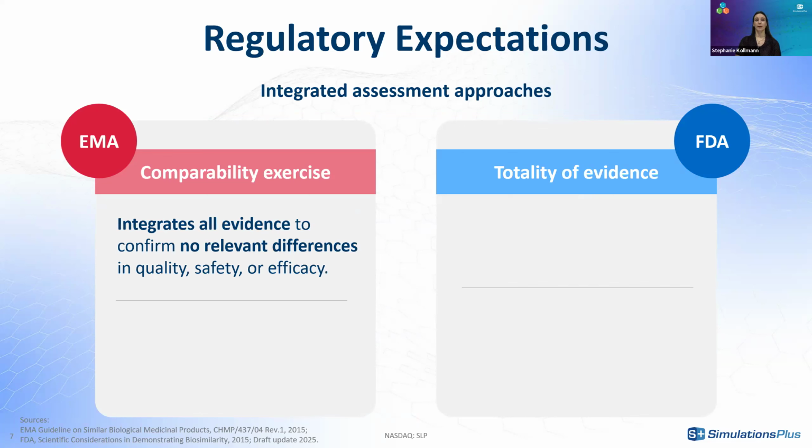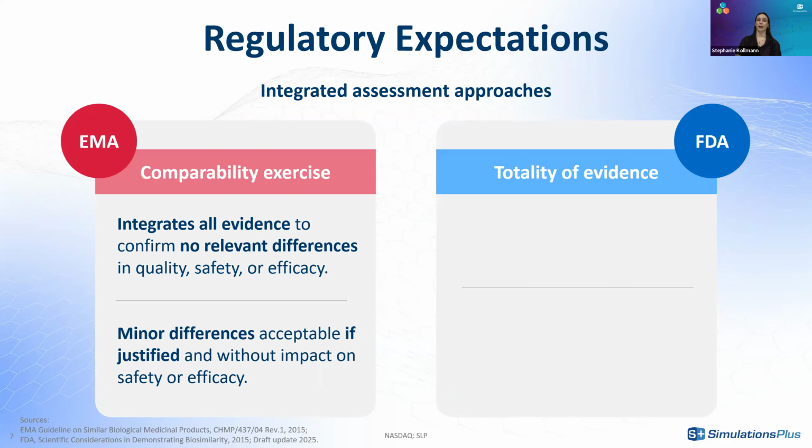So for the EMA, the final evaluation is performed through a comparability exercise, which integrates all evidence, analytical, non-clinical, and clinical, to confirm that there is no relevant difference in quality, safety, or efficacy. Minor differences are acceptable if they are scientifically justified and shown not to impact clinical performance.